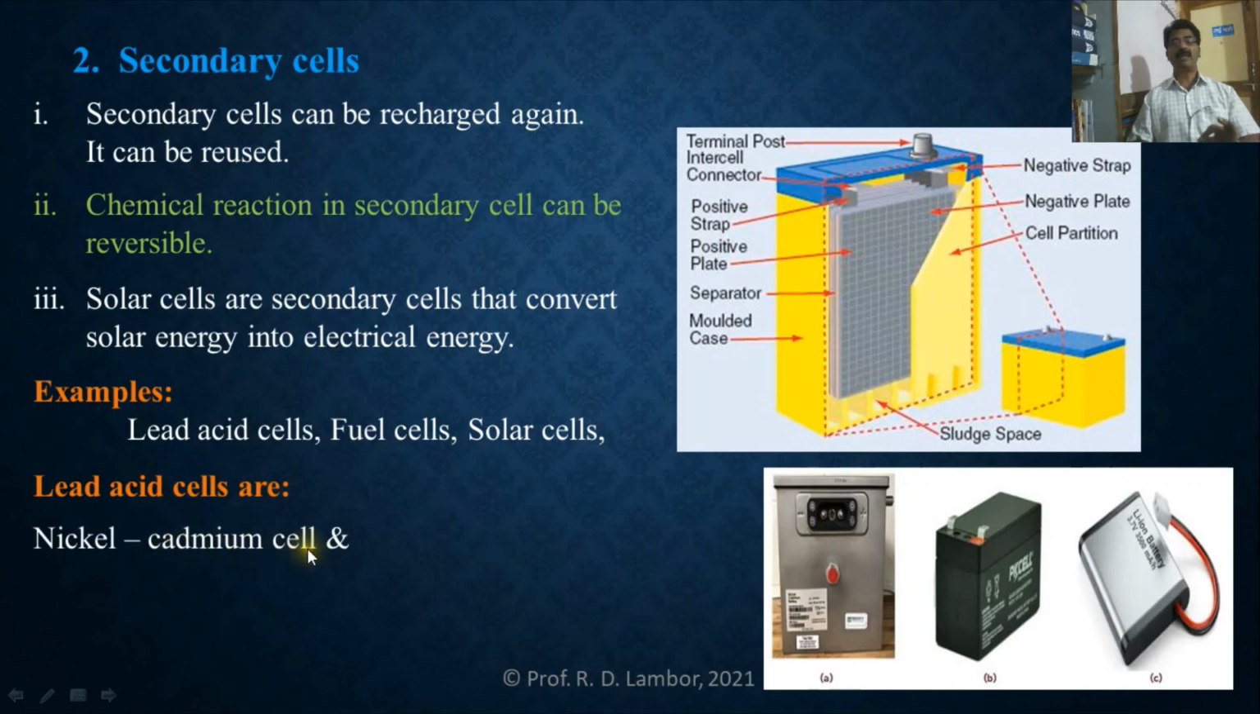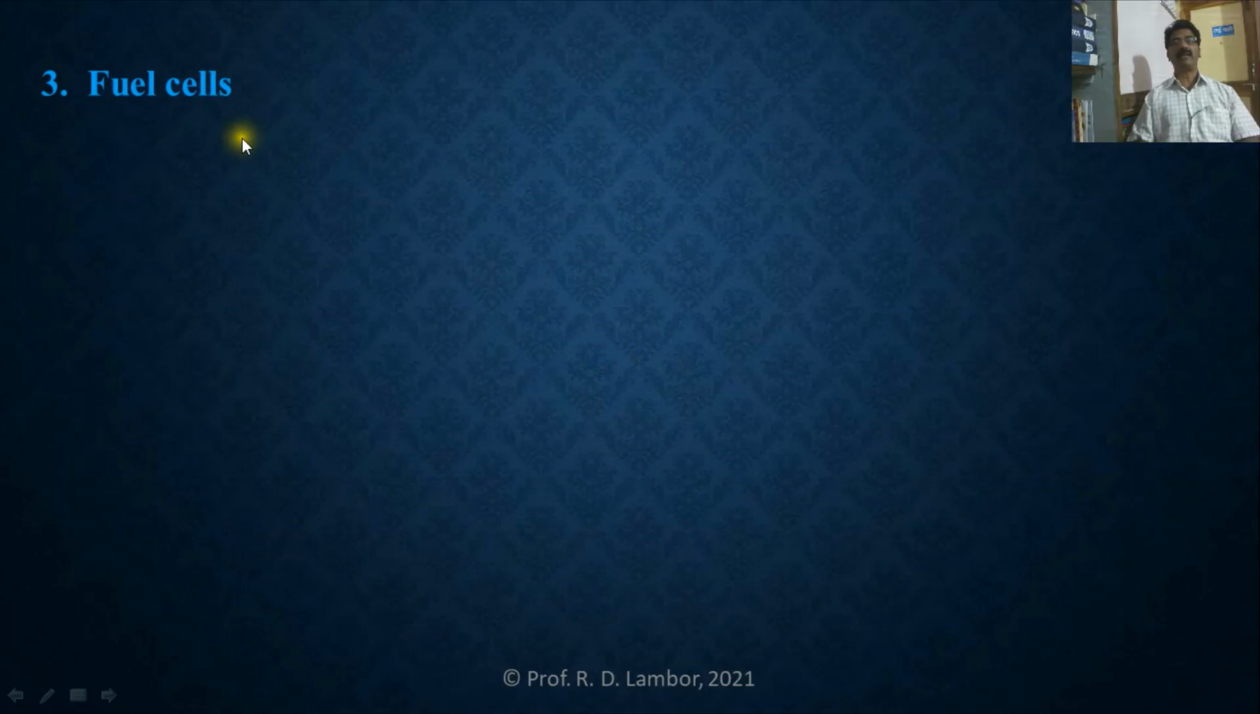Nickel cadmium cells are secondary cells, and the lead acid accumulator is also a secondary cell. So secondary cells are recharged again and again, so they can be used, reused again and again. Now the third and last type of cell is the fuel cell.